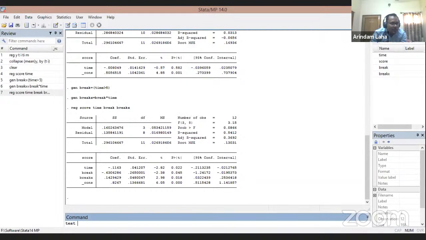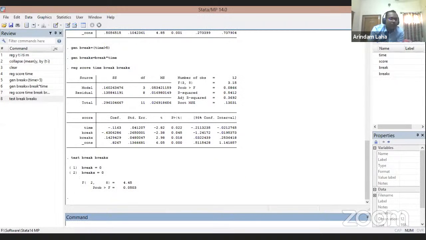Test. Then you write down break. Then you write down break. This is the command. They will give you a statistic, and it is significant. What does it mean? That means if I have the known time period, if the break date is known to me.